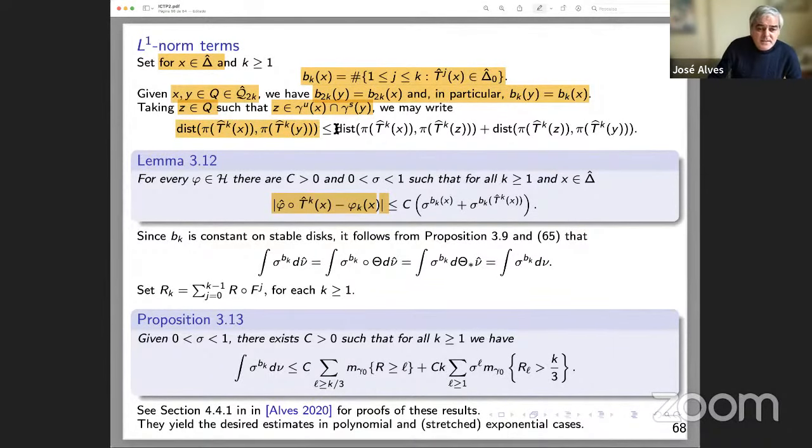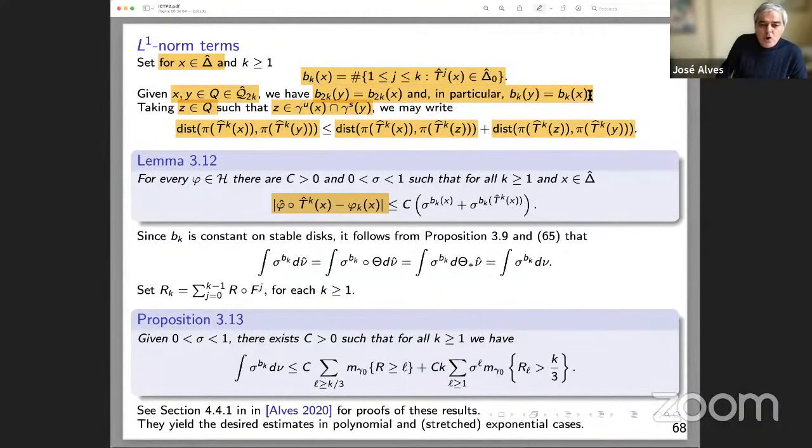And so this distance is bounded by the triangle inequality. So we can compare the distance of these 2 points. It's the same type of distance, but now with x and z. And x and z belong in the same unstable disk, and z and y belong in the same stable disk. And the idea is to control this difference using the fact that for any 2 points, b_k y and b_k x are equal.